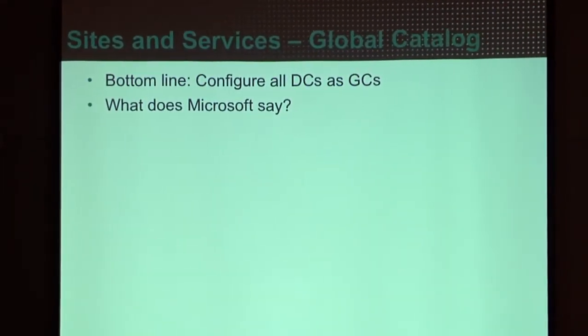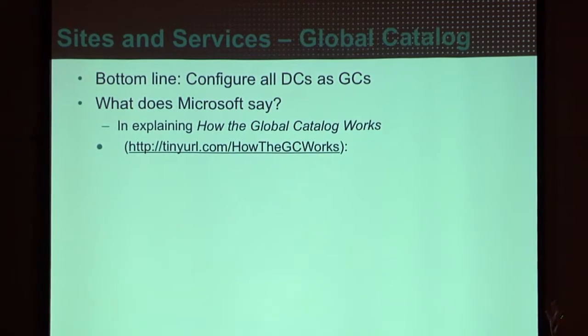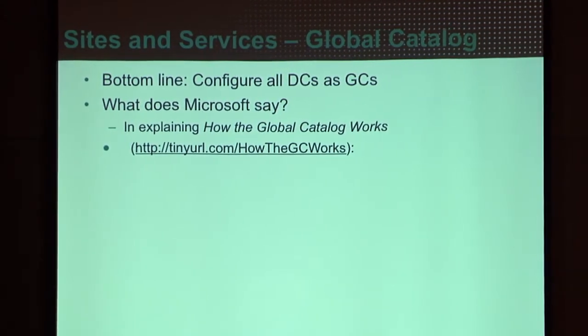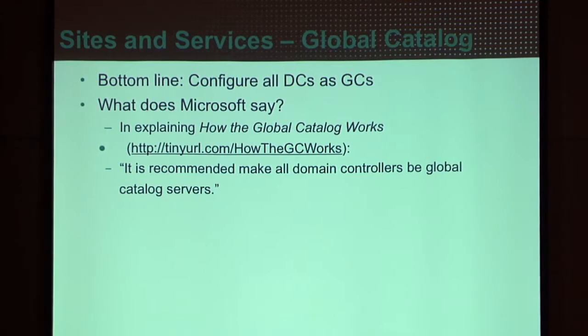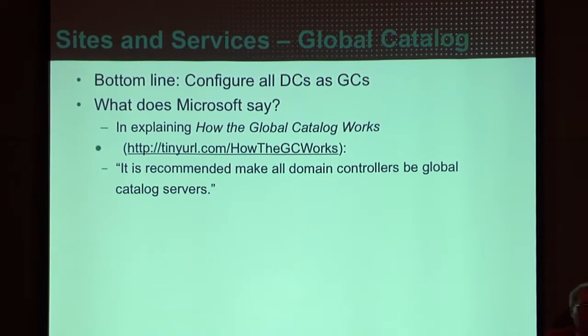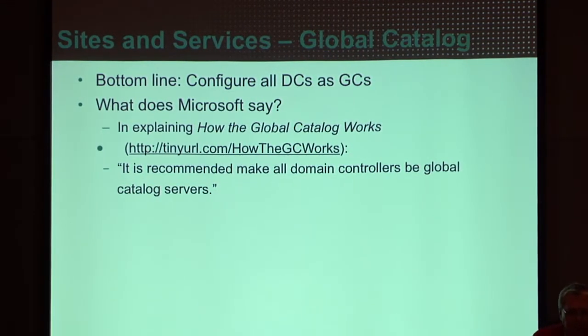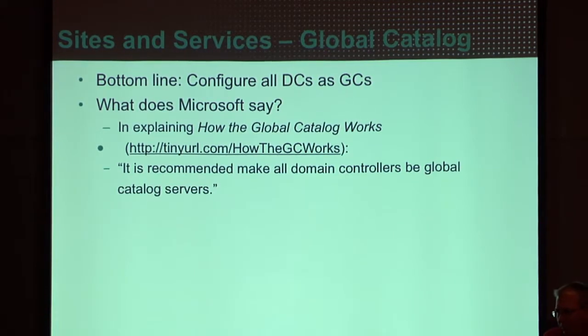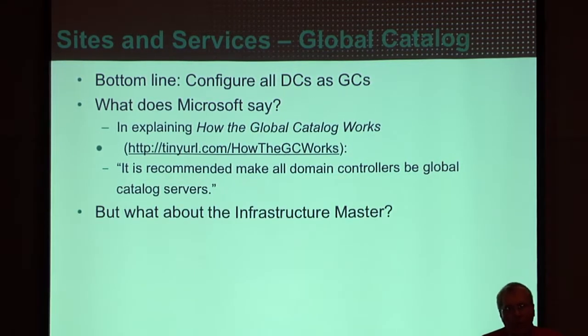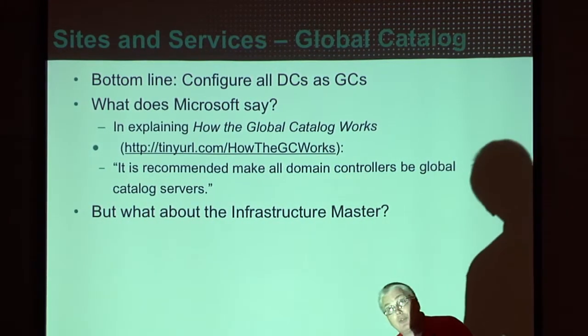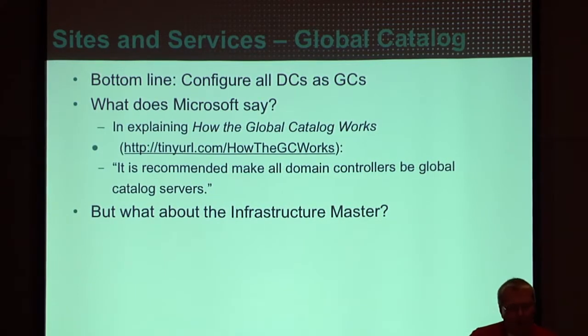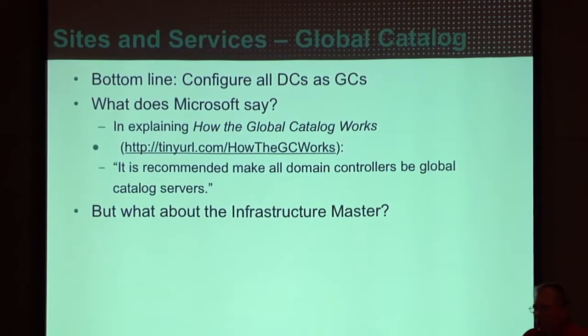What does Microsoft say? Microsoft has a very nice article that explains how the global catalog works, and in their bad English and everything, it is recommended make all domain controllers be global catalog servers. Now, some of you are probably thinking, Webster, you're forgetting something. What about the infrastructure master? Because everyone knows that the domain controller that hosts the infrastructure FSMO role cannot be a global catalog server.